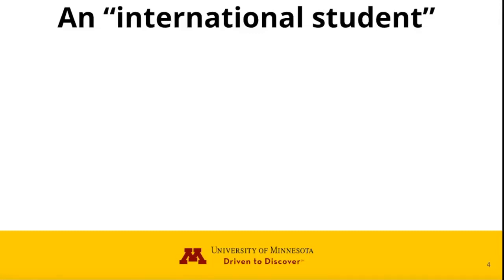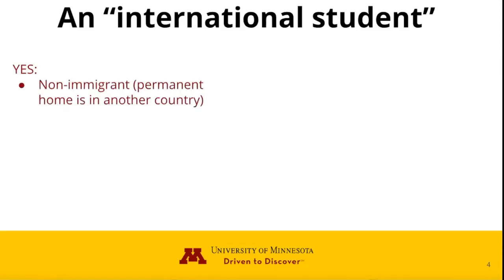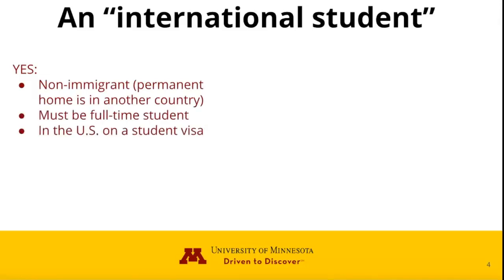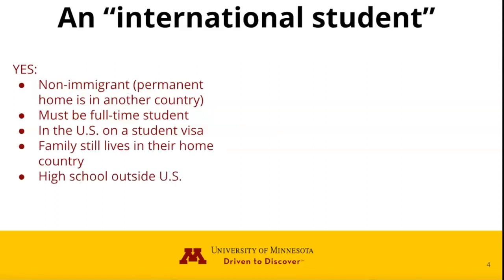There are lots of students at the U of M whose backgrounds are diverse, but they're not all international students that we're referring to in this module. The group we're referring to are non-immigrants. Their permanent home is in another country. They must be full-time students. They're in the United States on a student visa. Their family typically still lives in their home country. They've also done their high school outside of the United States. For example, most of our Chinese and Indian students are international students.